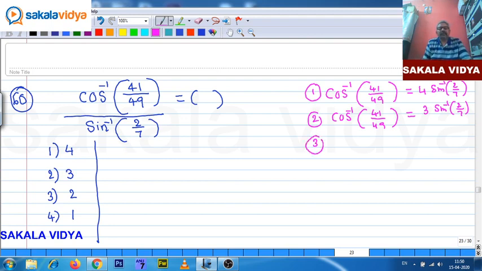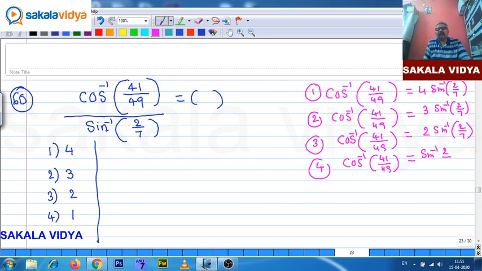If you want to get the third option, this cos inverse of 41 by 49 should be equal to 2 sin inverse of 2 by 7. Fourth option, for example 1: the cos inverse of 41 by 49 should be equal to sin inverse 2 by 7, but it can't be. So the fourth one is ruled out. So, now in reverse order let us go. Let us find out first 2 sin inverse 2 by 7. If it is equal to cos inverse of 41 by 49, the third option is the right option.